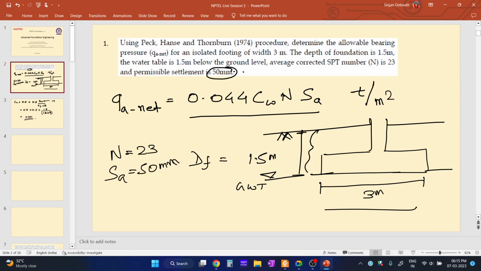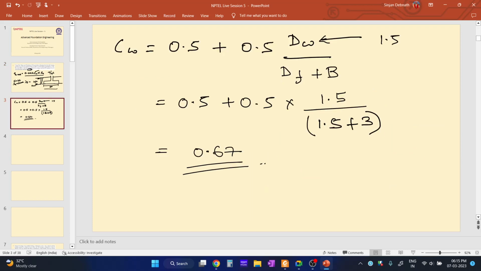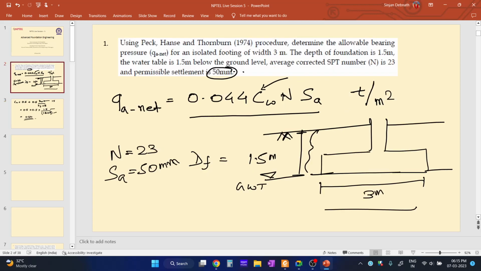Okay, now let us put all the values of all the parameters into the equation. Let me mention one thing. This CW has no unit, it is unitless, because you see 0.5 plus 0.5 into 1.5 meter divided by 1. Both of these are in meters, so it is just unitless. And this N also doesn't have any unit. It is the blow count, average SPT value, and S is the permissible settlement, and that should be in millimeter.